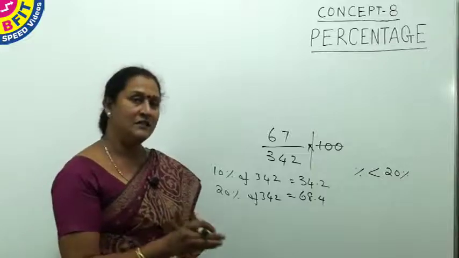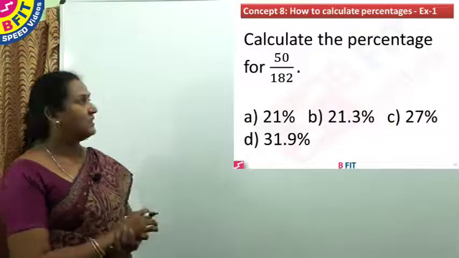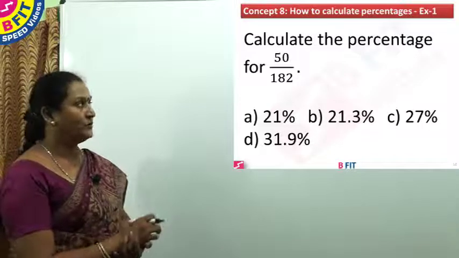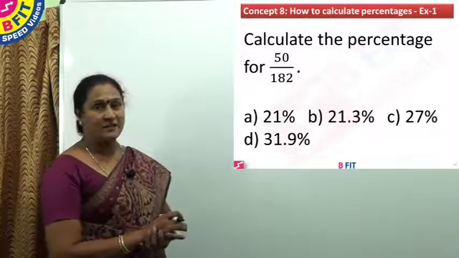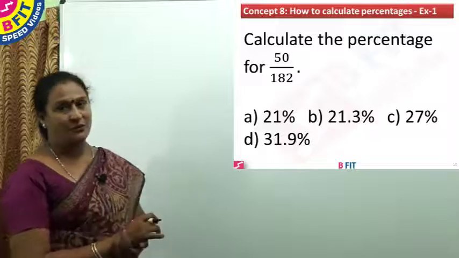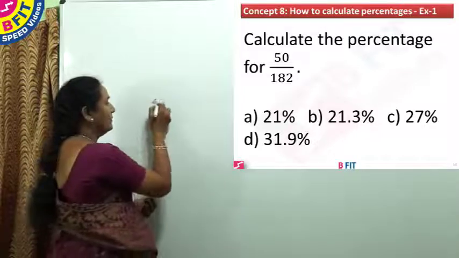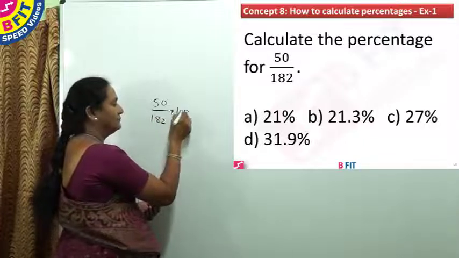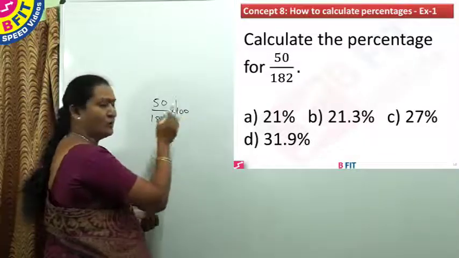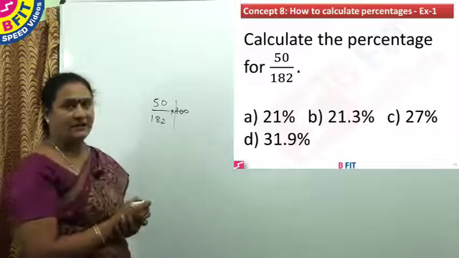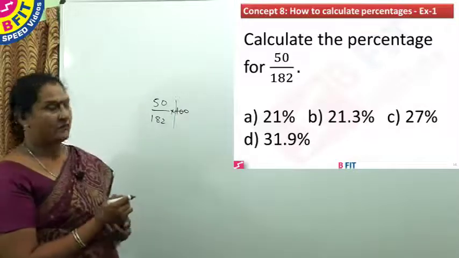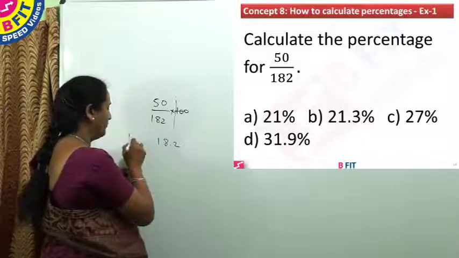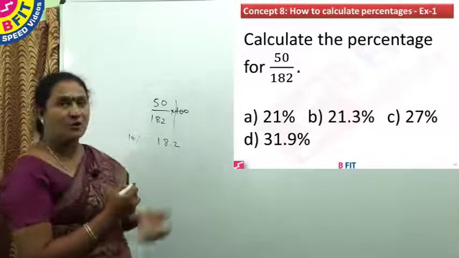For that we'll see a few examples. Here the question is, calculate the percentage for 50 by 182. We are asked to find what percentage 50 is of 182. The working will be 50 by 182 into 100. Now we can make splits for the denominator itself and find the percentage. We'll start with 10%. What is 10% of the denominator? It is 18.2. So 50 is more than 10%.